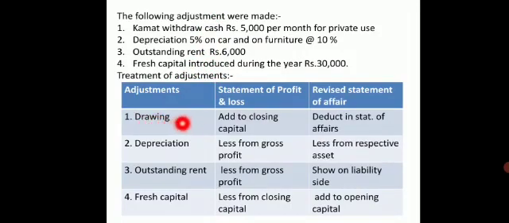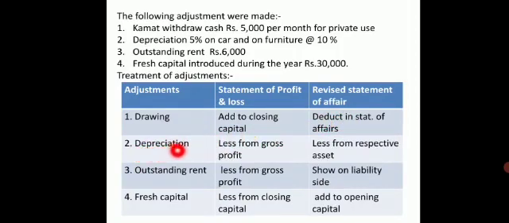First is drawings. Drawings is added to closing capital, because if these drawings were not made, my closing capital would be more. So it is added, and in the revised statement it is to be deducted, so that we get to know the original capital. Once it is added, to know the original capital, I have to deduct it. Next, that is capital at the end of the year.